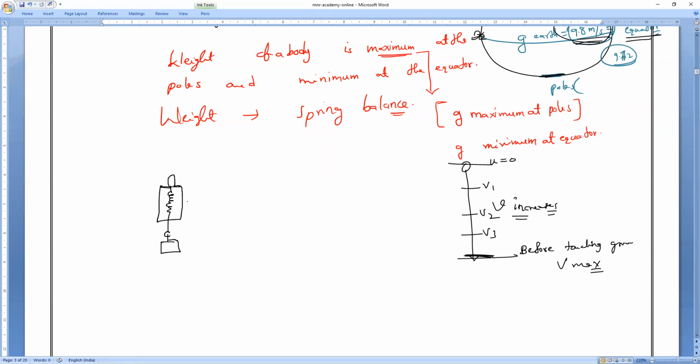And on the other side we will hold it. The elongation of the spring will decide the weight of the object. There will be a weight scale here, with Newtons on one side, and on the other side CGS or SI units.